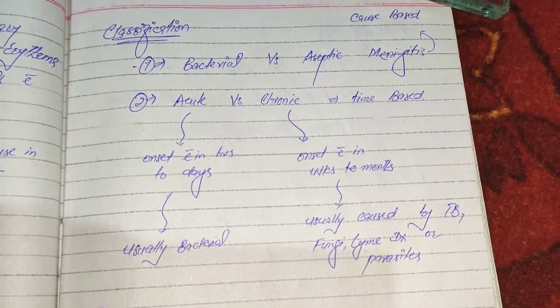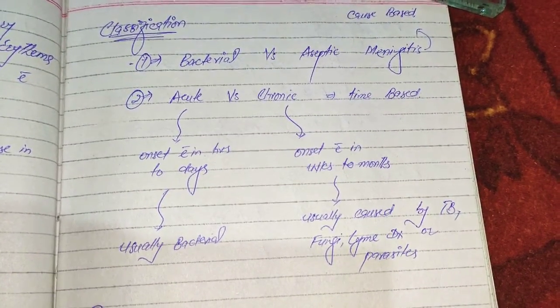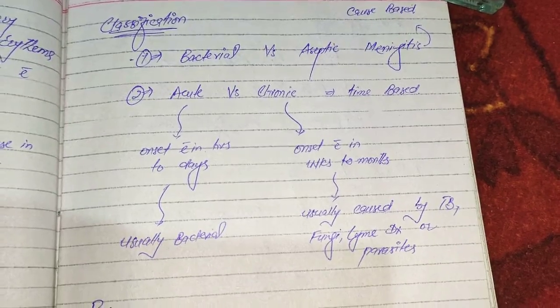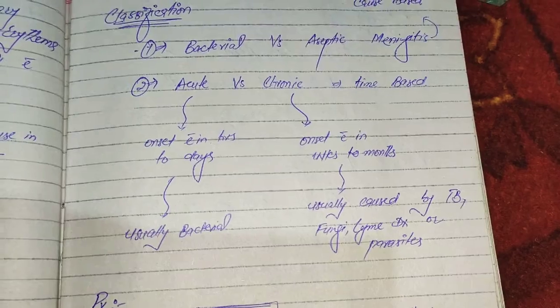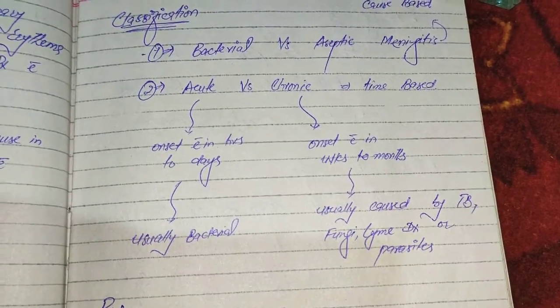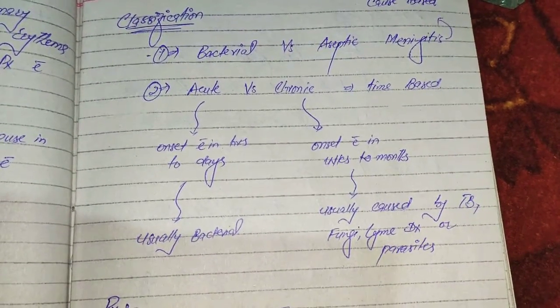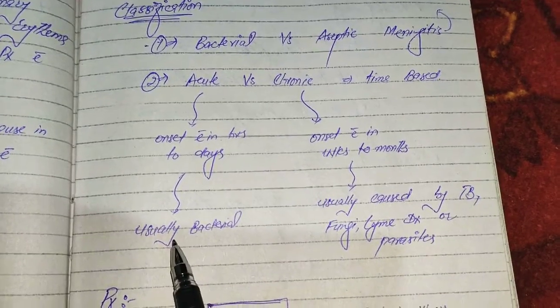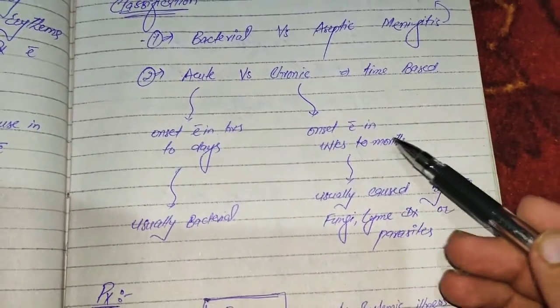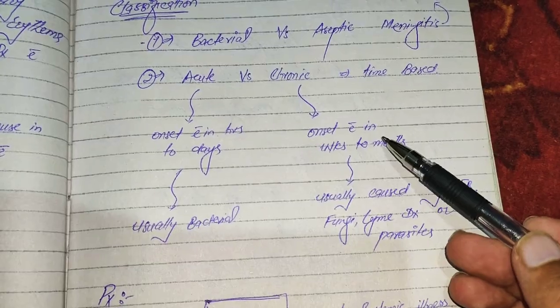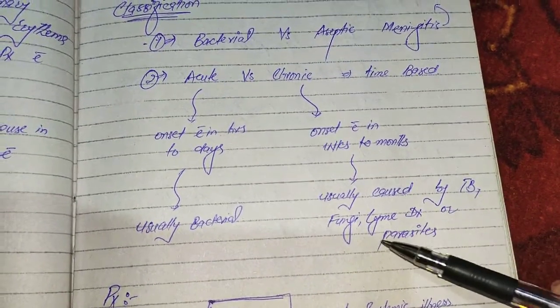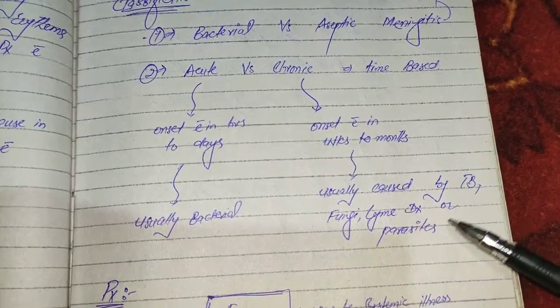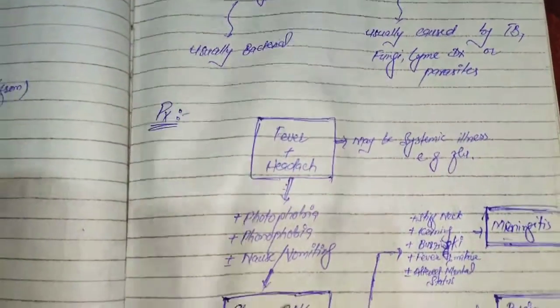The second one is acute versus chronic. There may be acute meningitis or chronic meningitis. Acute meningitis is when the onset is within hours to days, and it's usually bacterial. Whereas in chronic cases, the onset is usually within weeks to months, and it usually occurs in TB, fungi, Lyme disease, or parasites.